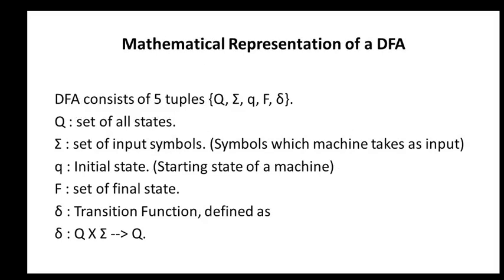The mathematical representation of a DFA consists of a 5-tuple: Q, alphabet, start state, final state, and the transition function. Q is the non-empty finite set of all states, and the alphabet is the set of input symbols. Q0 is the initial state, F is the final state set. The transition function is defined as Q cross sigma tends to Q.